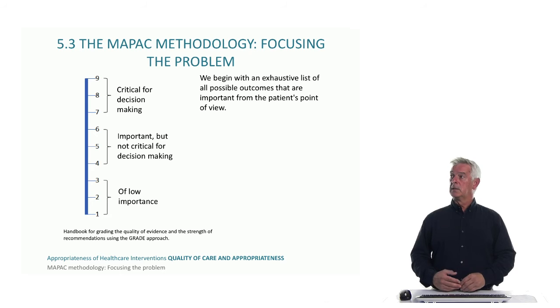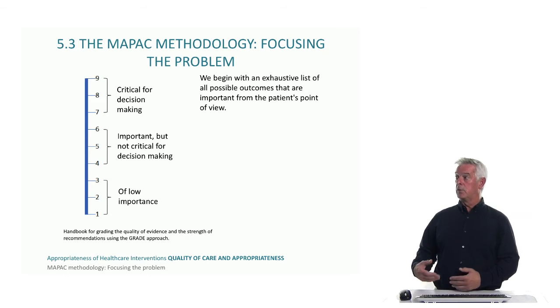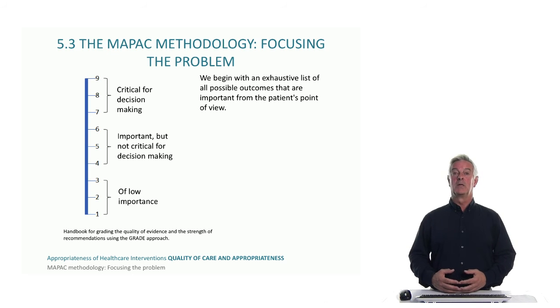They suggest a thermometer from 1 to 9, being 1 less important and 9 critical for decision. So in the case of a MAPAC evaluation, we need to be very explicit in the PICO question, very explicit in the outcomes for harm and for benefit. So we end up with an exhaustive list of all possible outcomes that are important from the patient point of view. That means that you have to go to the patients to know what is important for them.